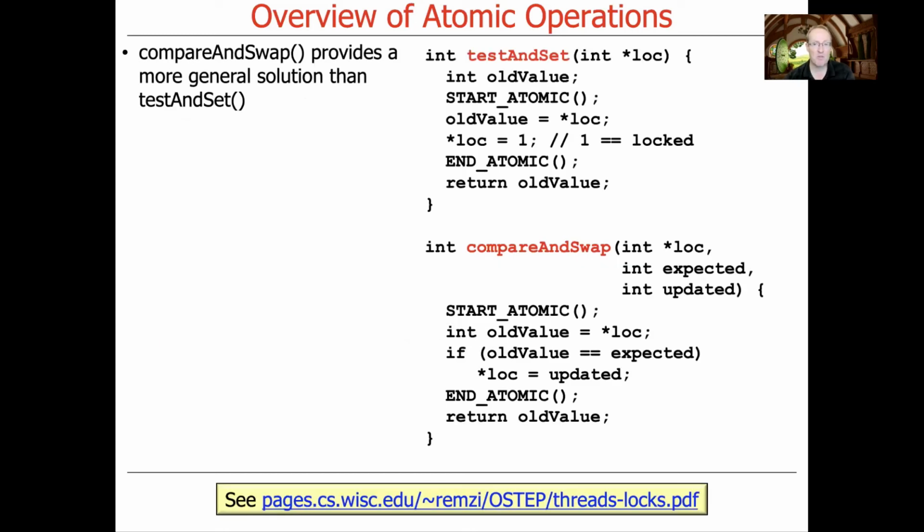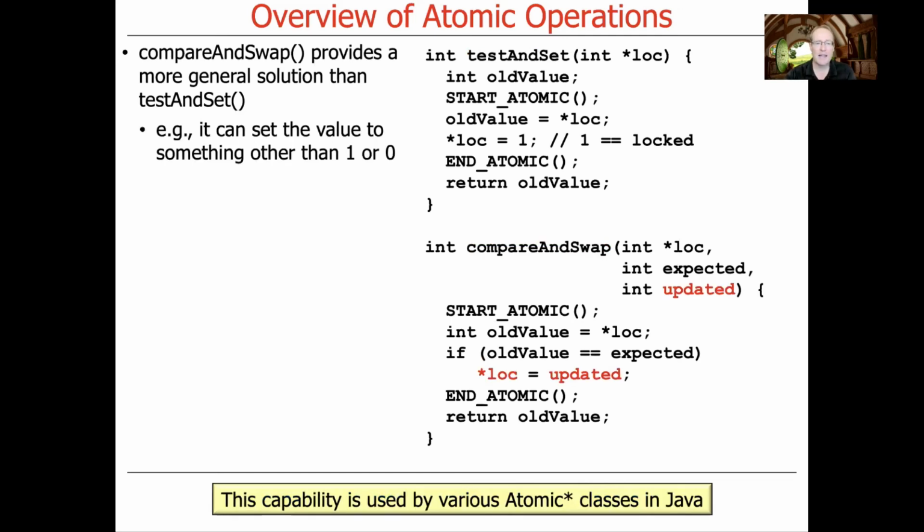So compare and swap provides a more general solution than test and set. And that's because you can set its value to something other than 1 or 0. Whereas with test and set, you are stuck with 1 or 0, which is fine for a lot of things. But as you'll see, the fact that we can have arbitrary values be used with compare and swap gives us an advantage to build more powerful atomic classes that leverage its features to do things efficiently.